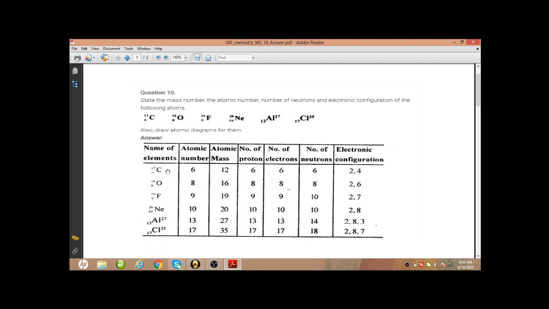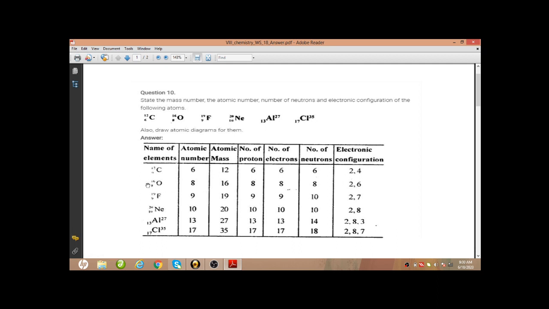See, the name of the element is carbon, 12, 6. For this we know 6 is the atomic number for carbon. Atomic mass is 12. Number of protons will be 6. Electrons are 6 because the atomic number is 6, so the same number of protons and electrons. And the number of neutrons is mass number minus atomic number, that is 6. And the electronic configuration for carbon will be 2, 4. In the first shell 2 electrons, and in the second shell 4 electrons.